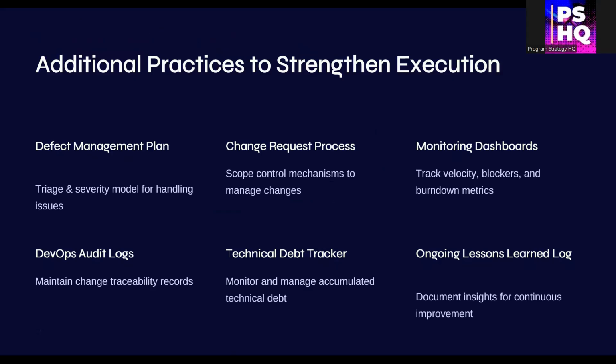To strengthen your execution further, you can implement a defect management plan to triage and track issues, a change request process to manage evolving scope, live monitoring dashboards for sprint progress, DevOps audit trails for compliance, a technical debt tracker to manage deferred fixes, and an ongoing lessons learned log to fuel improvement.